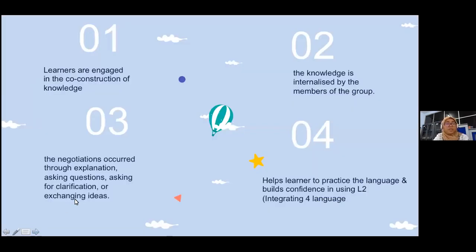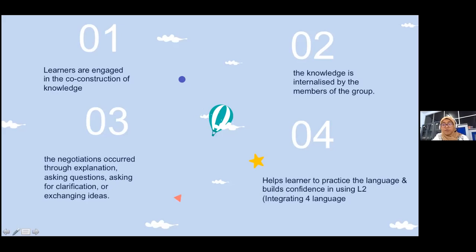And here I'd like to explain more about the aspects integrated into literature circles in terms of SCL and collaborative learning. First, learners are engaged in the co-construction of knowledge. So they not only learn the language, but they also construct very specific knowledge, especially about the story that they have read. And it is internalized by the members of the group during the interaction, because through the interaction, negotiation happens, not only because they explain their ideas, but they also ask questions to other members and ask for clarification when they don't understand something. And they also exchange ideas about the story.